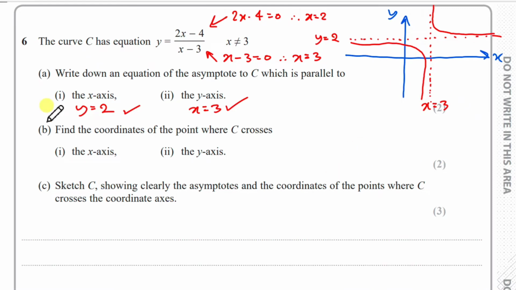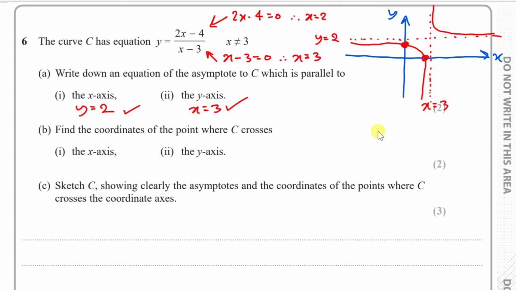Now for the next one, find the coordinates of the point where C crosses the x and y axis. So in other words, you're looking at this point here and this point here. Easy way to do this, guys, is to just ask yourself, what happens when you cross an axis? If you cross the x-axis, this means y equals 0. If you cross the y-axis, it means x equals 0. So that's it. We just have to solve like that.